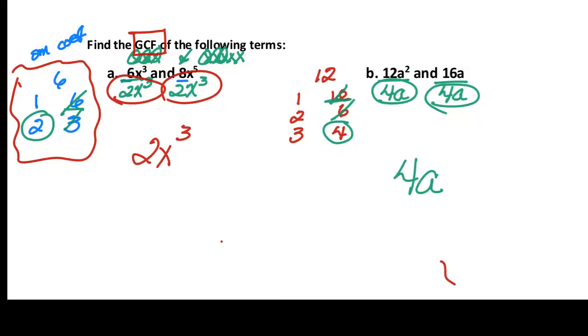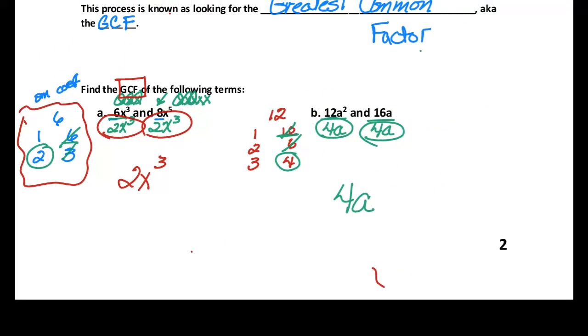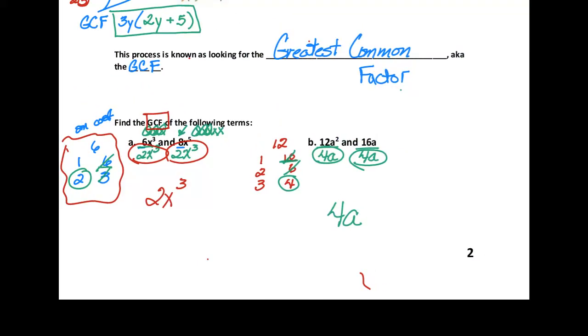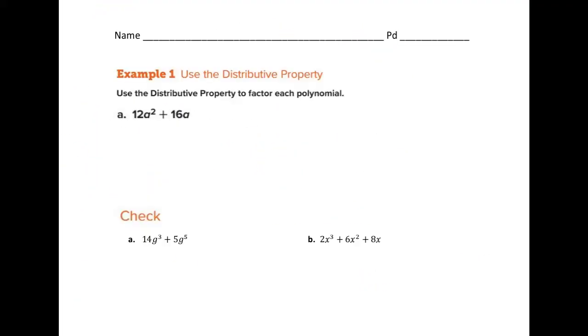So my greatest common factor is just that, 4a. Does that make sense? Yeah. All right. Let's go to the next page.